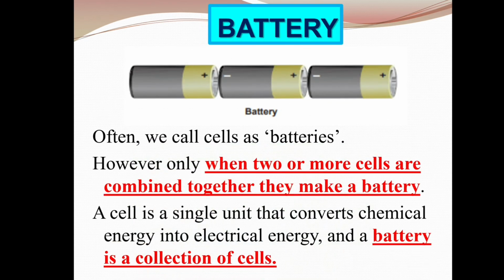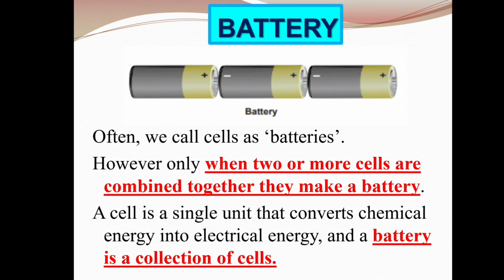Battery. Often we call cells batteries. However, only when two or more cells are combined together do they make a battery. A cell is a single unit that converts chemical energy into electrical energy, and a battery is a collection of cells.